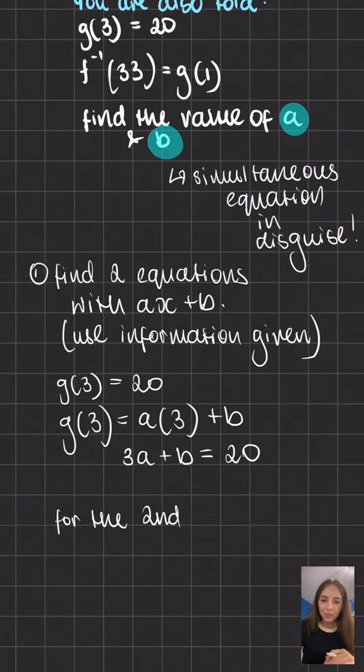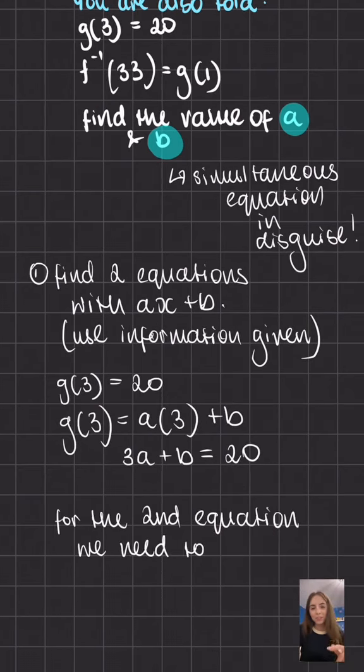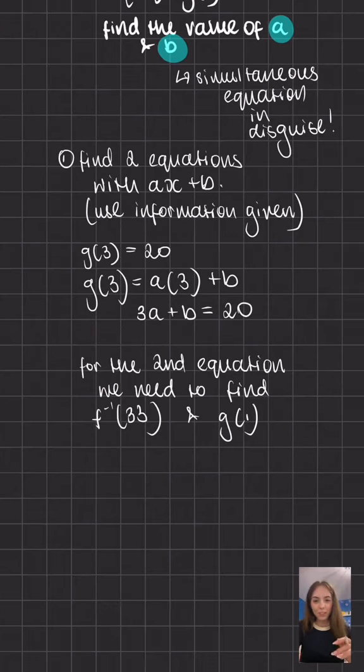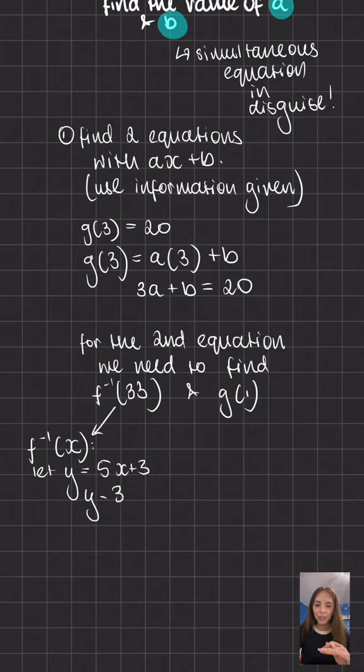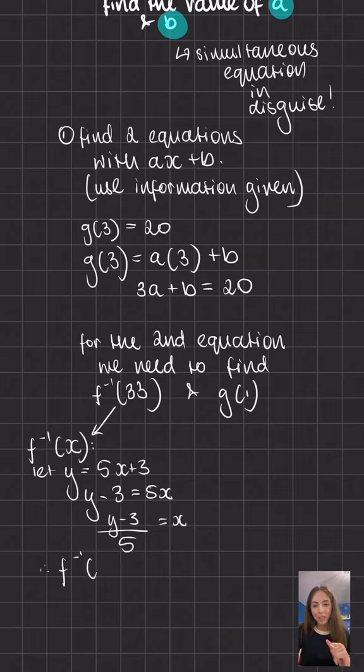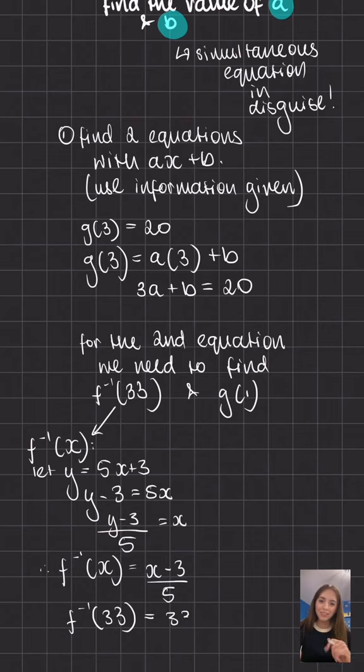Now for the second simultaneous equation, we need to find the inverse function of 33 and the function g of 1, because the question tells us that those two are equal to each other. First, I'm going to find the inverse function of f before substituting the 33 into it. I do this by calling the equation that we have y and rearranging it to make x the subject. Then I replace the y with the x and call that our inverse function. Now that I've done this, I'm substituting 33 into the inverse function to give me 6.